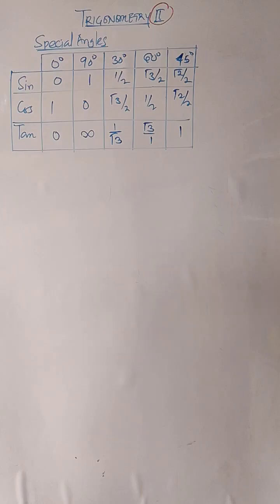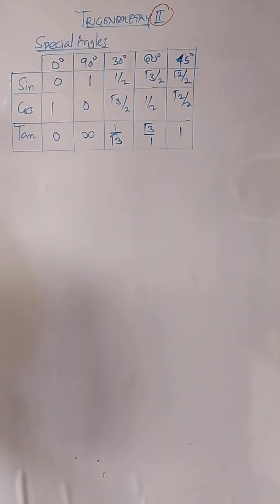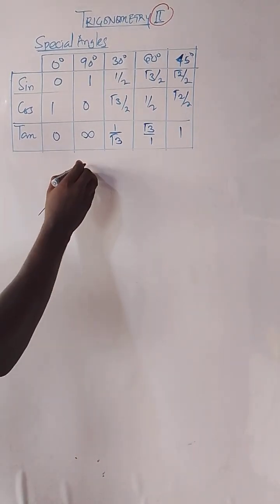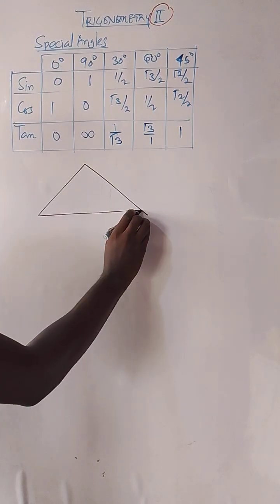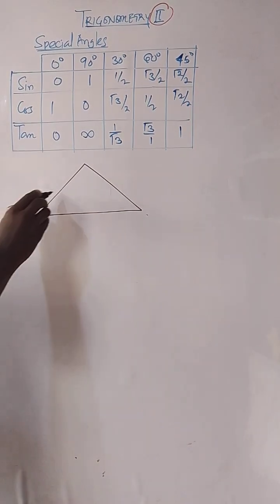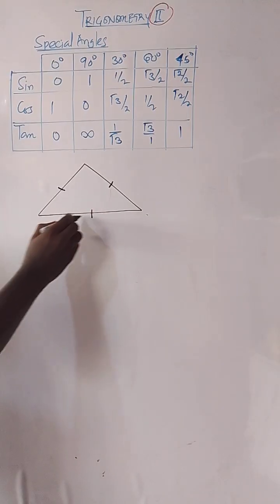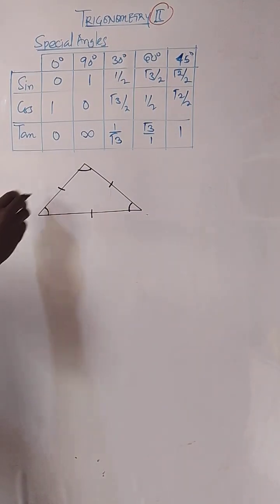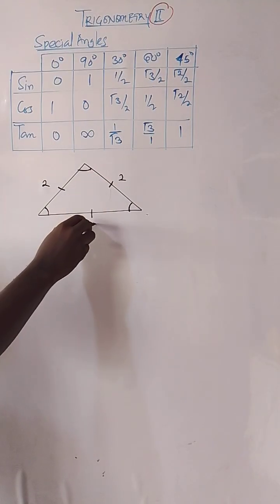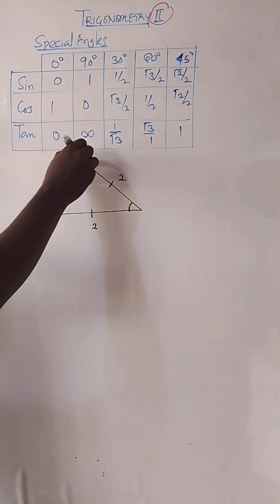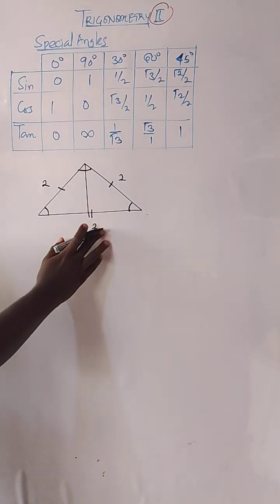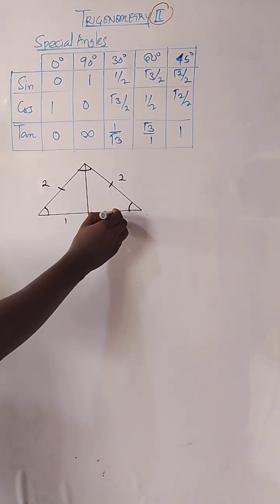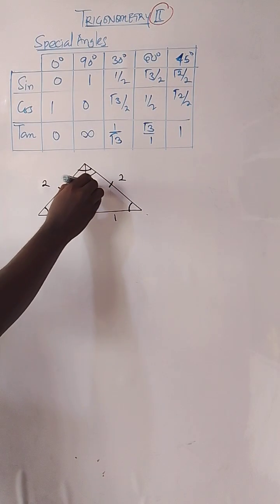And in our previous lessons, we already proved how all these angles are gotten. Let's show it again, very quickly. Let's suppose we have an equilateral triangle. If the triangle is equilateral, it means all the sides are equal and all the angles are 60, 60, 60. So suppose the sides are 2, 2, 2. Now let's bisect this. After bisecting, this turns to 1, 1. And this angle turns to 30 degrees.